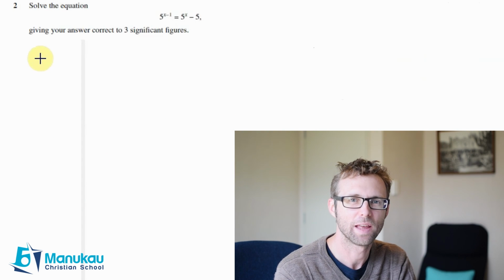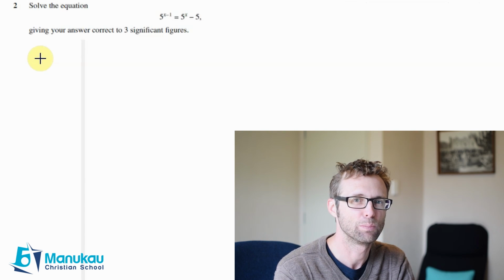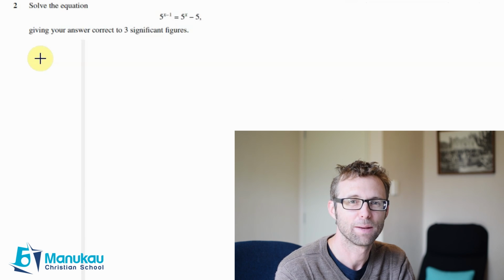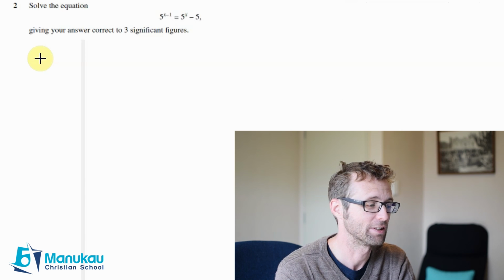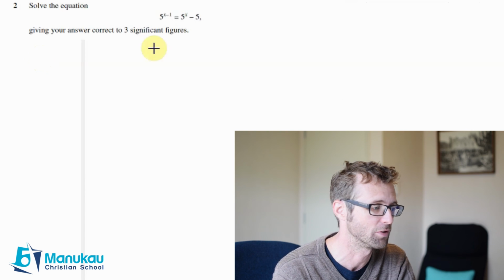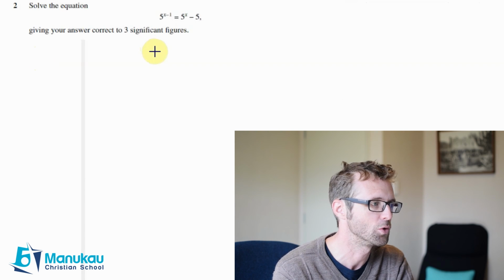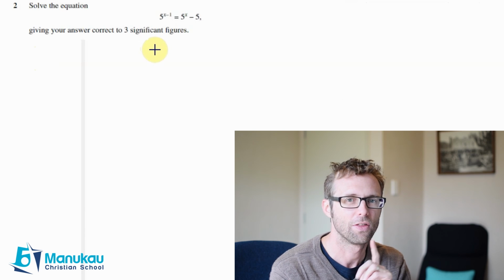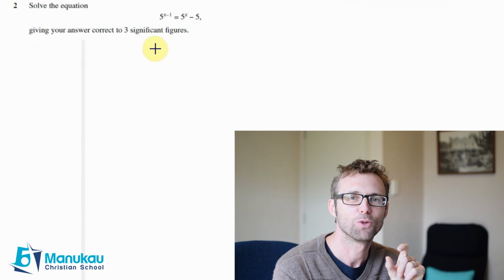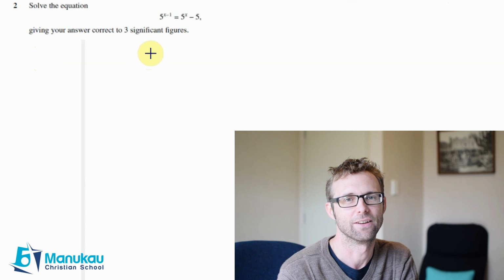So we're carrying on with our Pure Maths 3 holiday homework, and this one is a bit of a doozy. It's a tricky one, and I imagine some of you probably had a little bit of difficulty trying to solve it. So what have we got here? We've got solve the equation 5 to the power of x minus 1 is equal to 5 to the power of x minus 5, and we have to give our answer to three significant figures. The key thing here is to make sure that you remember your index laws that you learned in IG.